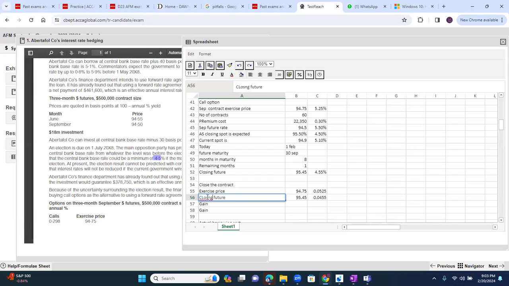Simply write closing future. Otherwise, it is a sell. So why are you writing sell? Because this is the call option exercise price. Call means buy. So the other, second position will be the closing future. You have entered into an agreement that you will buy at 94.75, and now you will sell at 95.45. It's a gain. How much is the gain? 0.7.